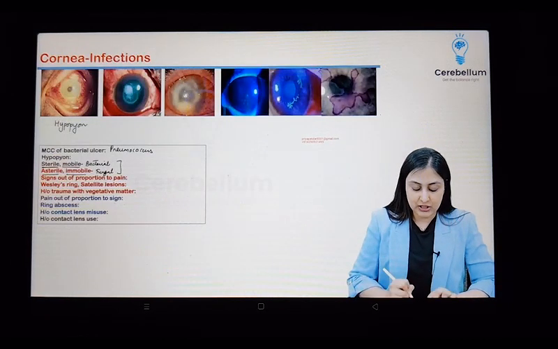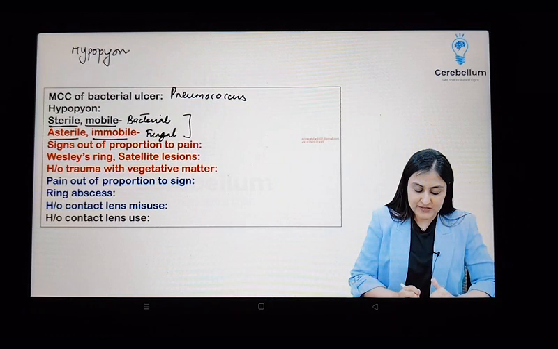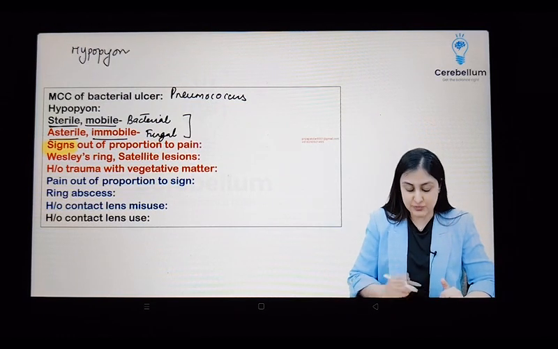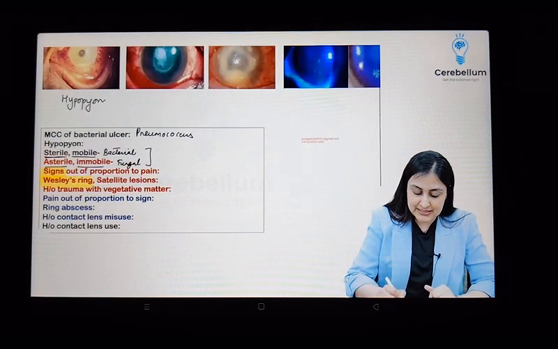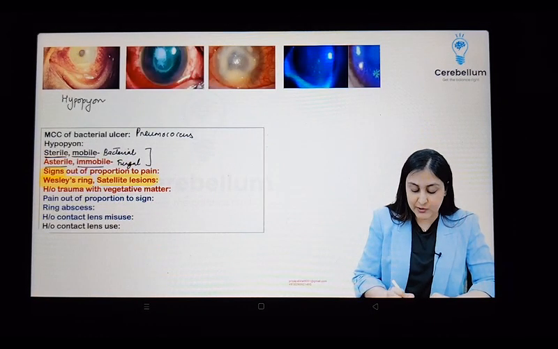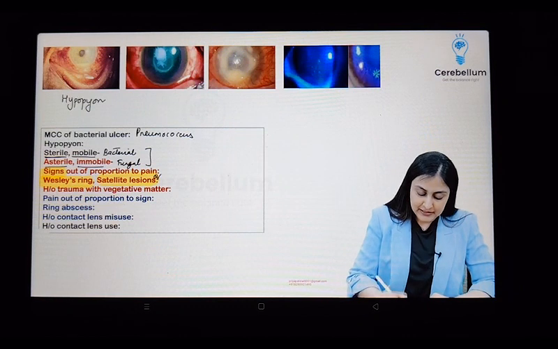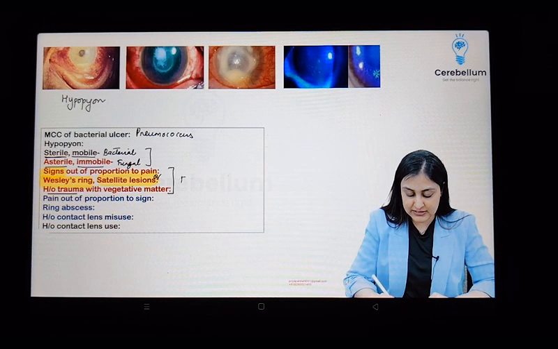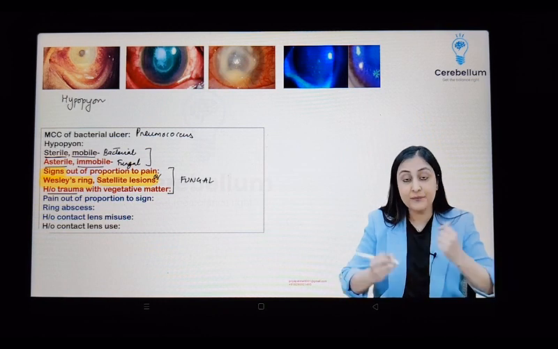Now let's talk about fungal ulcer properties. This is where you have signs which are out of proportion to pain. It looks bad but the patient doesn't have so much pain. You have something known as Wesley's ring. Can you see this ring here? And it will have satellite lesions. This is a repeat question, very, very important. And you will also have history of trauma with vegetative matter here. So all of the things in the red, remember, are features of fungal ulcer.